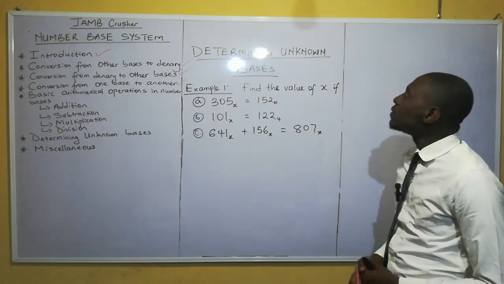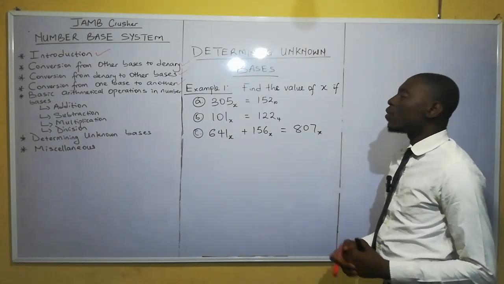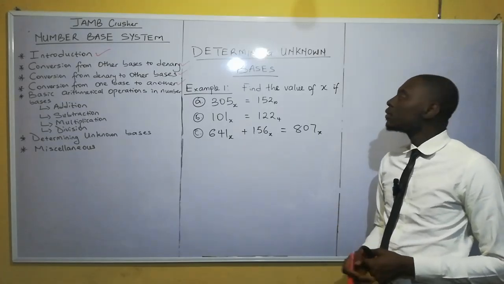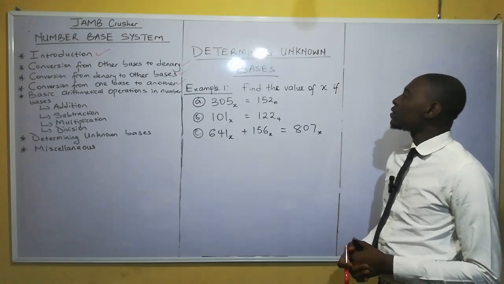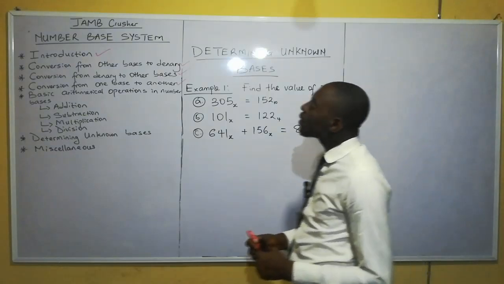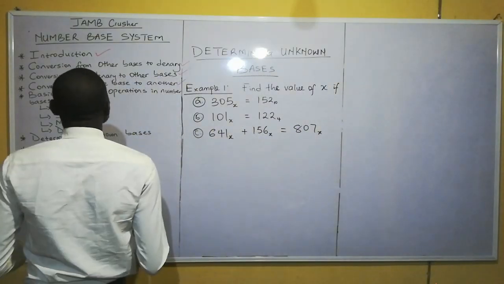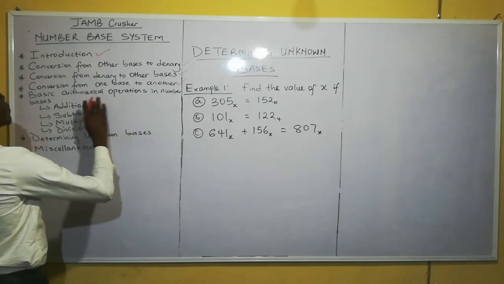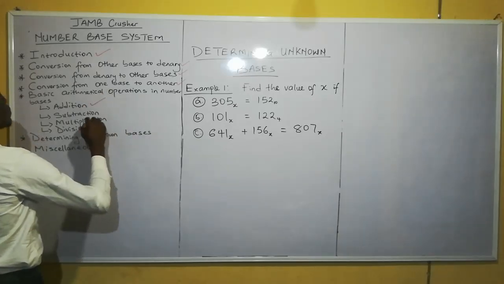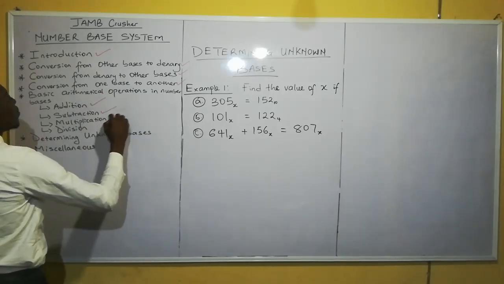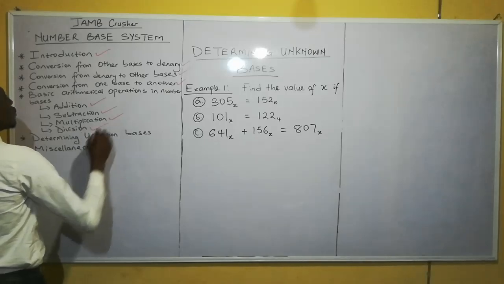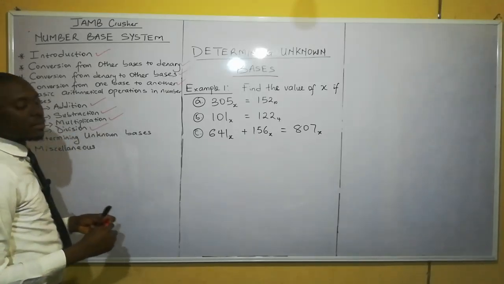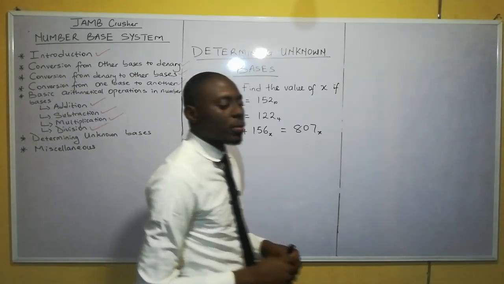Now we are looking at determining unknown bases. How can you find the value of an unknown base in a number-based system? Just before I solve these examples on the board, let me take a moment to tick the subtopics we have already looked at. We've looked at addition, subtraction, multiplication, and division. Now we are looking at determining unknown bases. So let us solve this problem together.